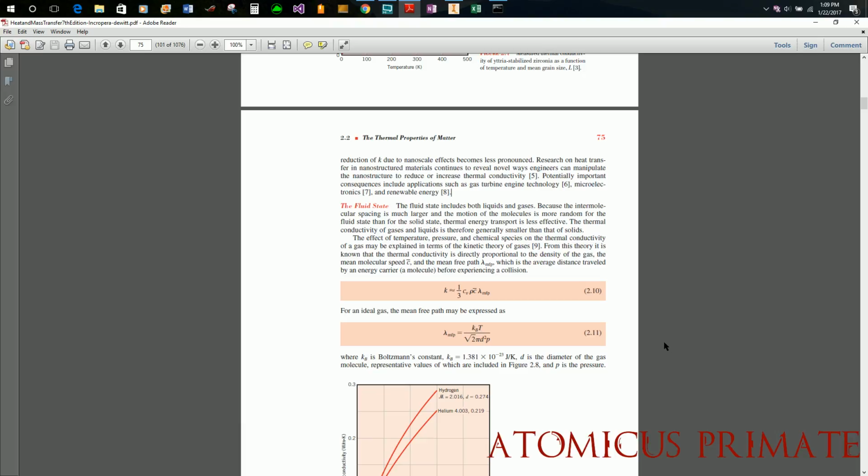k_B is the Boltzmann constant. That is 1.381 times 10 to the negative 23rd. 6.022, and that's Avogadro's, and now 1.381. How do you remember that?